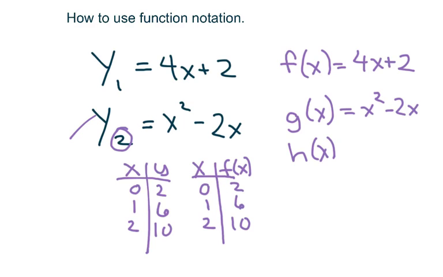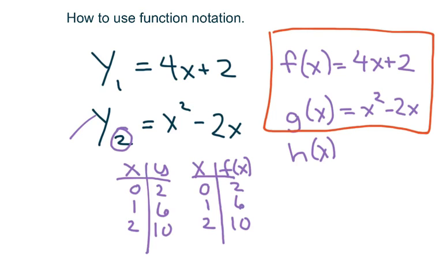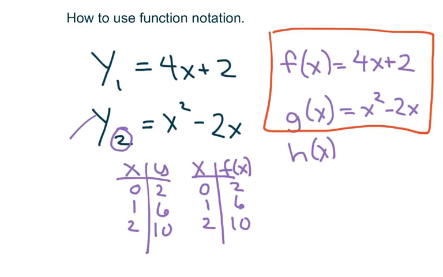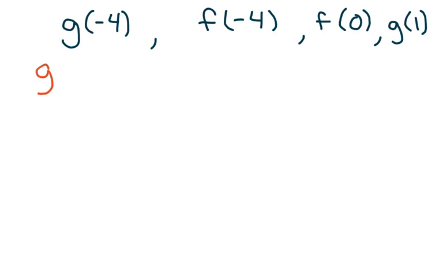Okay. So these are the two functions we're going to work with. And I'm going to show you how to use it. So we want to find g of negative 4, f of negative 4, f of 0, and g of 1. So the first thing I want to do is write my g of x down. And I already forgot what it was, x squared minus 2x. So g of x equals x squared minus 2x.